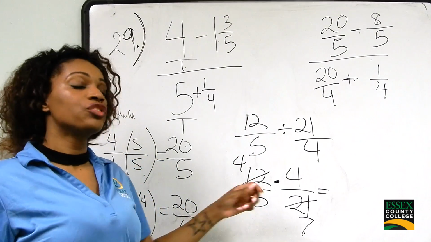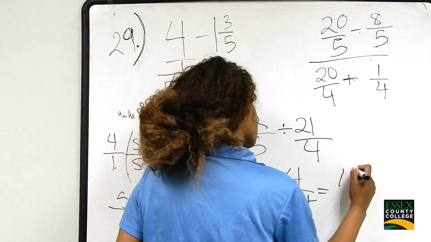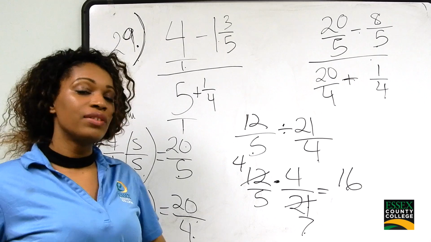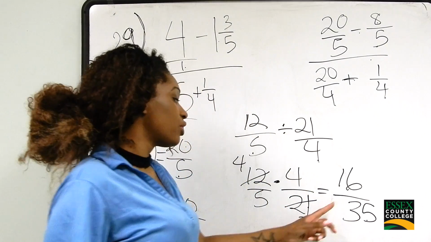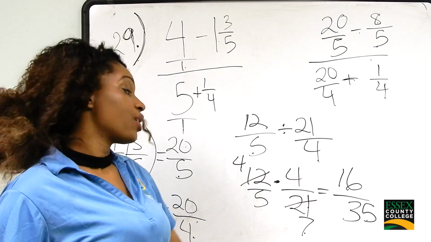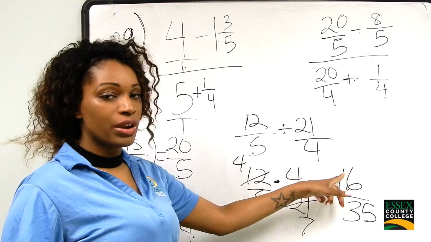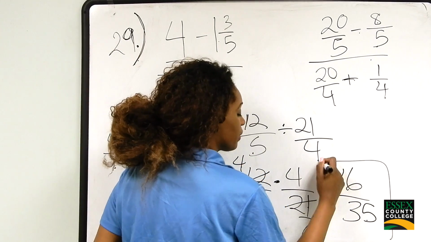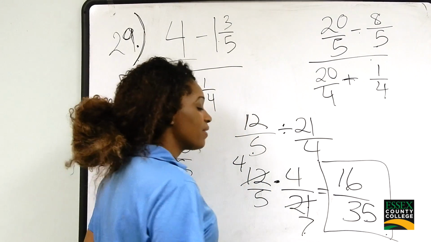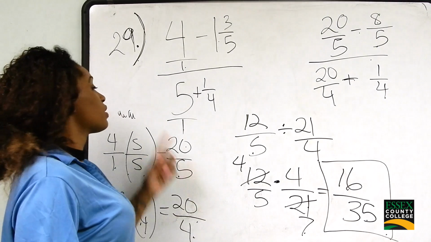So now we can multiply straight across. 4 times 4 is going to give us 16. And 5 times 7 is 35. And you know that you're finished. 16 over 35 is the answer. It's only when the denominator is smaller than the numerator that you have an improper fraction. This is a proper fraction, okay? 16 over 35 can't be reduced any further. And that's the final answer for number 29.